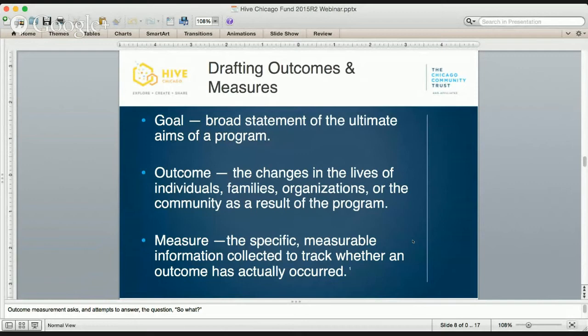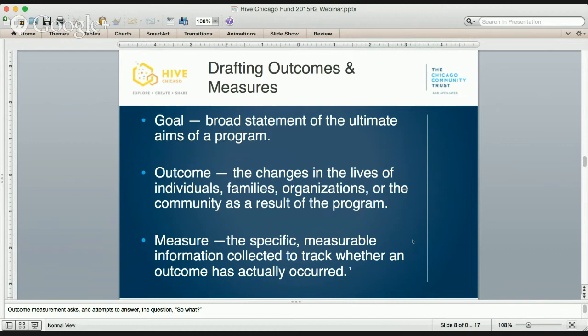Think about it from the beginning. Before you draft your idea, what are you going to try to change? What is it that you're trying to change in the lives of your individuals or your families or your organization? That, as a result, would be your outcome. The measure is saying, how are you going to track that information? How are you going to really see if that outcome is achieved? That's your measure. So those are the different words that we're using. And goal is the bigger ultimate goal of what your program is, or maybe your organizational mission and things like that.